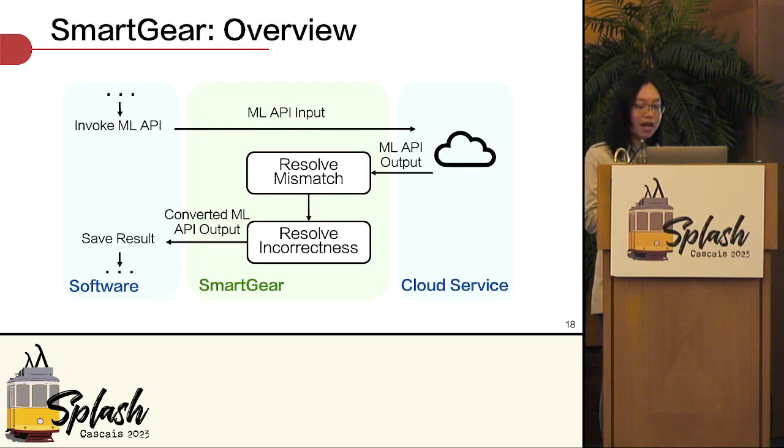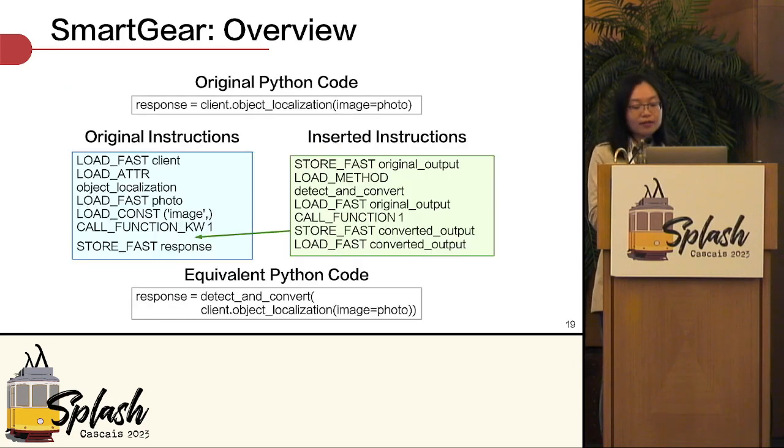At runtime, for every ML API output, which is typically an array of values, SmartGL applies a series of incompatibility checking, starting from mismatch checking and followed by incorrectness checking. Whenever SmartGL figures out a way to convert an output value, the new value is inserted into the original output array. We conduct all the checking through bytecode level instrumentation. Therefore, the developer's source code remains unchanged.